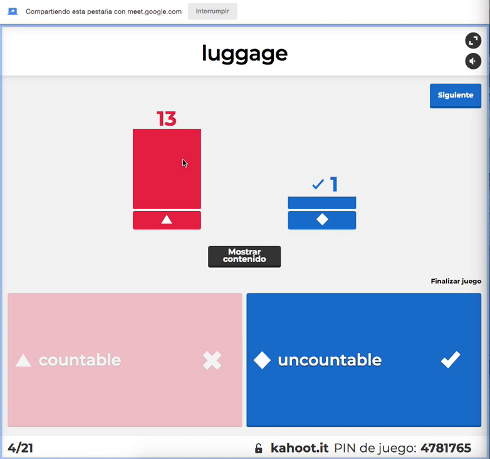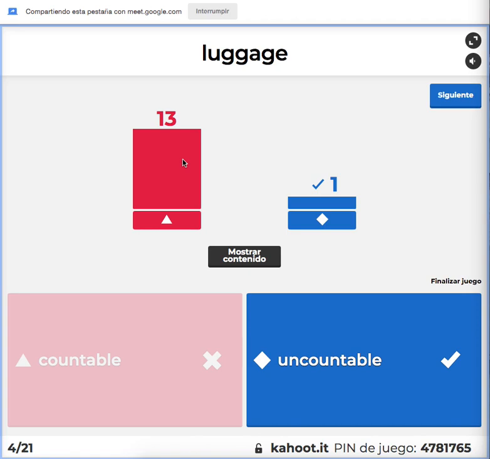En español tú no vas y dices, ¿en dónde están mis equipajes? Tú no dices eso. ¿En dónde está mi equipaje? Singular. Can you see? Because luggage is like the huge concept. Es equipaje, but you can't count the general concept. First of all, you don't have a plural form. And second, this is a general concept.